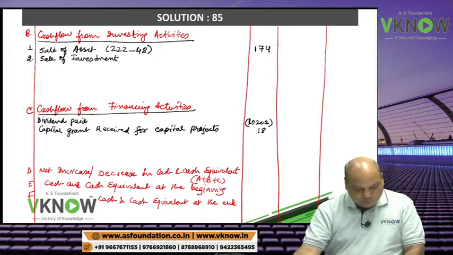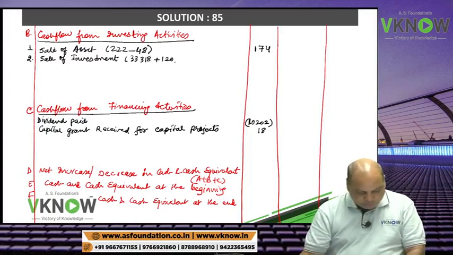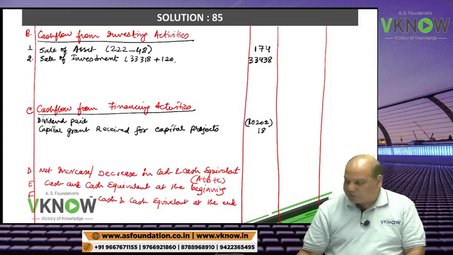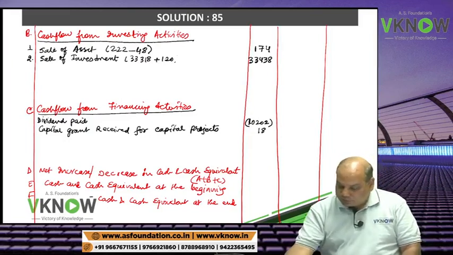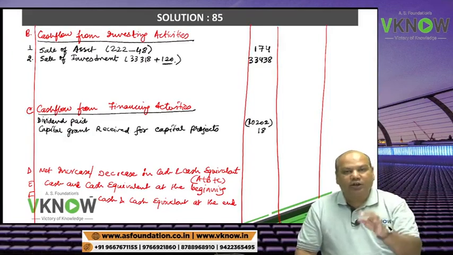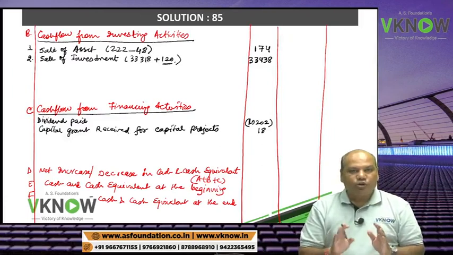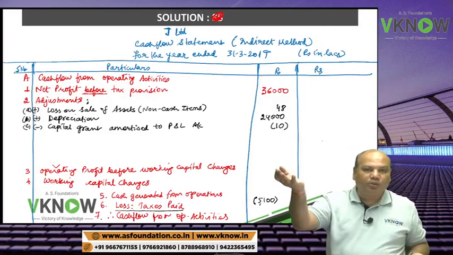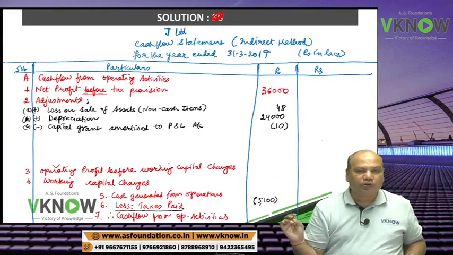Sale of investment will be 33,318 plus 120. So that is 33,438, positive. But what about this profit on sale of investment? Profit on sale of investment is credited to P&L account. It's a non-cash item credited to P&L account. So profit will go up, but cash flow will not change.